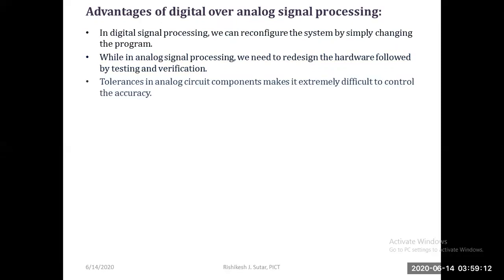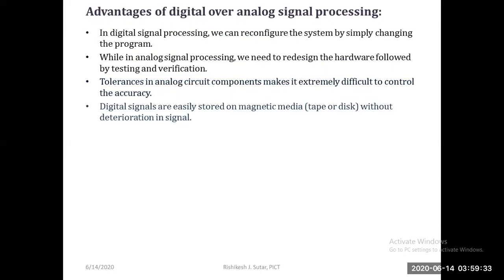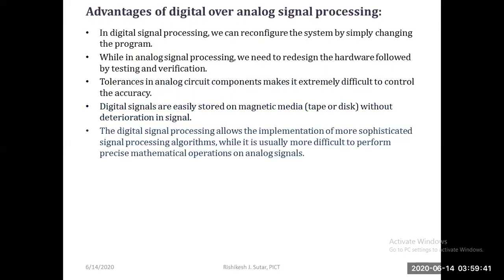In analog signal processing, tolerances in analog components make it really difficult to control the accuracy. Accuracy in analog system depends on the tolerances of analog components. Digital signals are easily stored on magnetic media without deterioration in the signal.